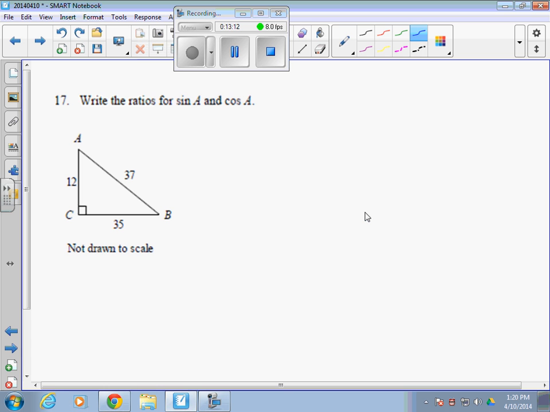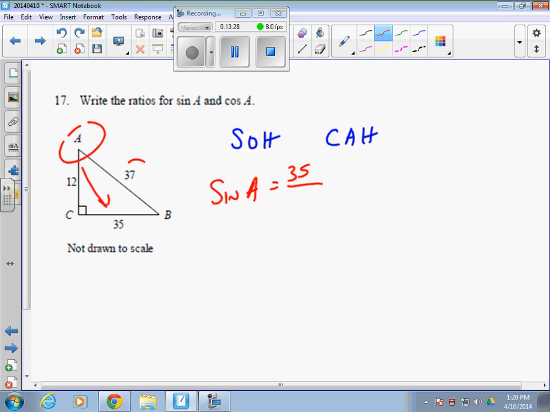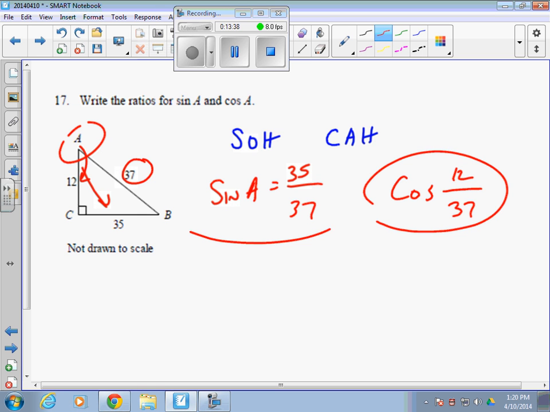Write the ratios of sine A and cosine A. Well, sine is opposite over hypotenuse. Cosine is adjacent over hypotenuse. So from A, its opposite is 35. So sine of A is 35 over the hypotenuse, the long one, 37. Cosine is adjacent, the one that's next to it, 12 over the hypotenuse, 37.